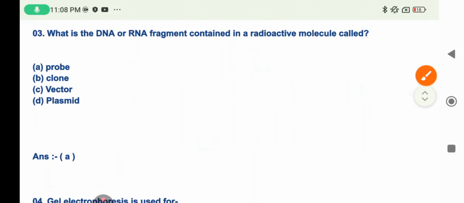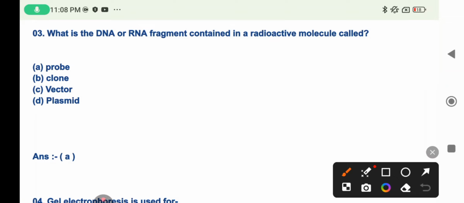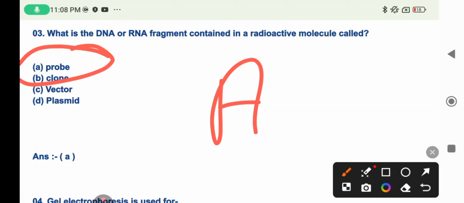Now move on question number third. What is the DNA or RNA fragment contained in a radioactive molecule called? And here the options: option A probe, option B clone, option C vector and option D plasmid. And the correct answer is option A probe.